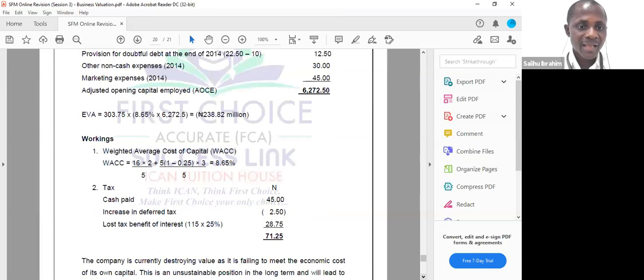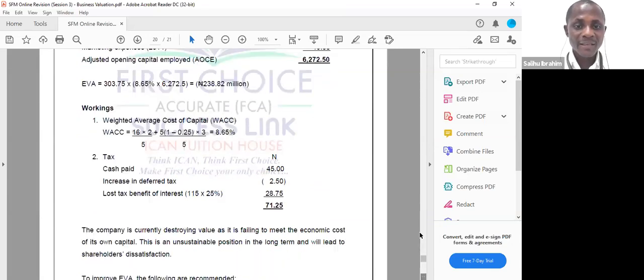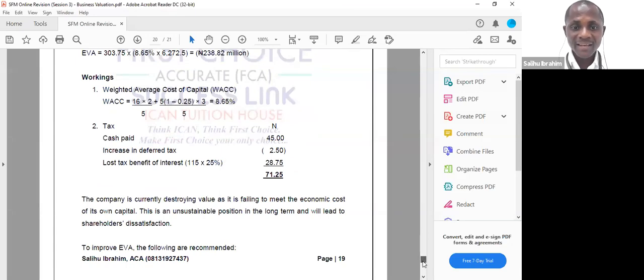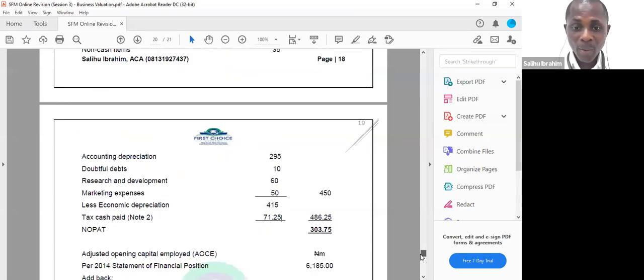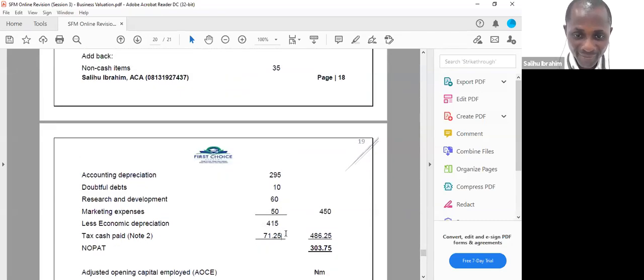So see my tax. 45, 2.5, and 28.75. That gives us what? 71.25 that you have here. Okay? That gives us our 71.25 that we have here.